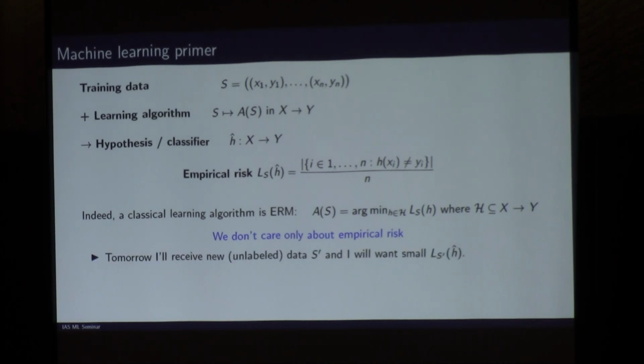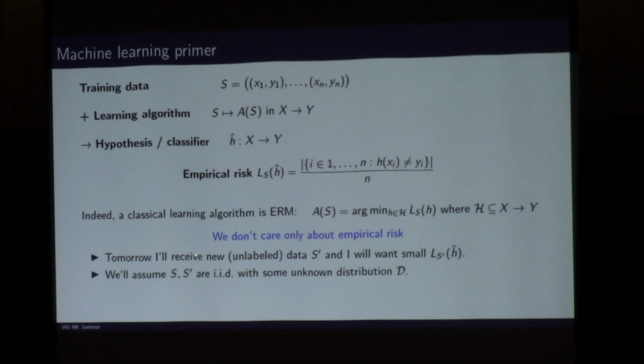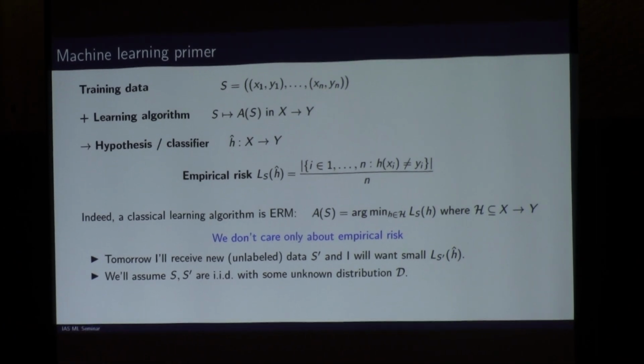And what that something else is, well, tomorrow I'm going to receive some new unlabeled data, S prime. And I want my empirical risk in the future to be small as well. So here the empirical risk was for S. Here I have S prime, this new data set. I want this one to be small as well. So that's about generalization. Now, we have no hope of doing this with no assumptions. And so I'm going to adopt a very strong assumption, but a typical one, and one that we're still stymied by, which is that I'm going to assume that both these data sets are IID draws from some common unknown distribution.